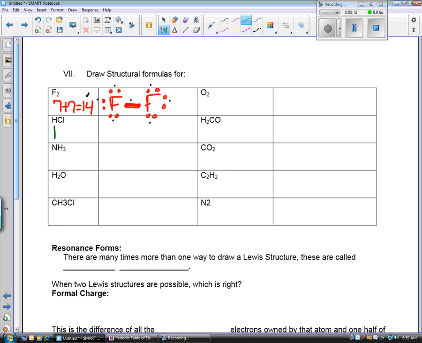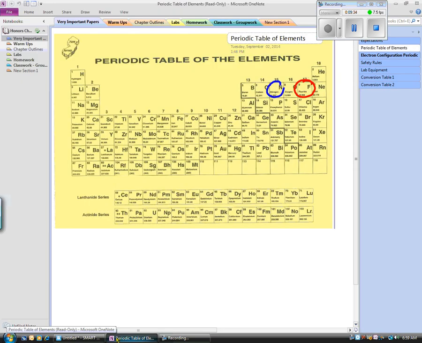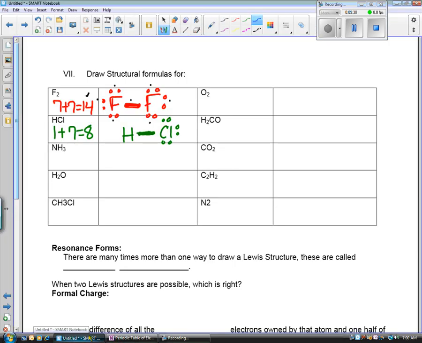HCl, we have 1 for a hydrogen, 7 for a chlorine. We have 8 total. H has 1, chlorine has 7. We bond those together. Remember, hydrogen's happy with just one bond, so he will always be on the outside. Chlorine now has 8. And together there are 8 all around them. Nitrogen is right here. He has 5. Hydrogen has 1 each, making it 3. So 5 plus 1 times 3 equals 8 again.